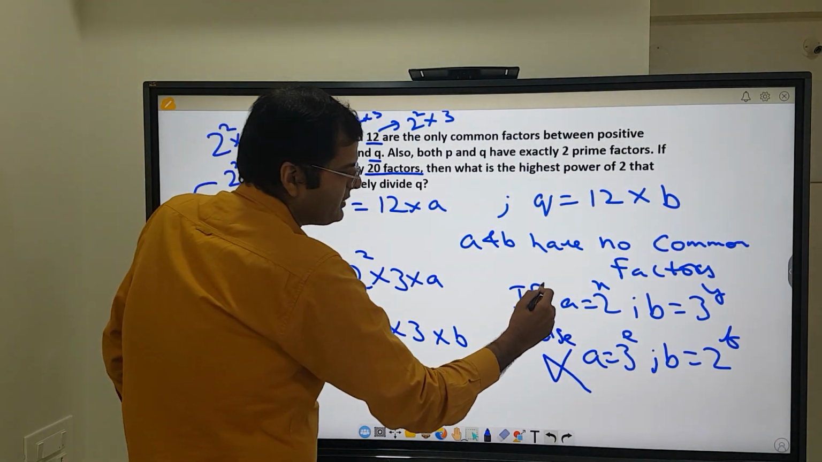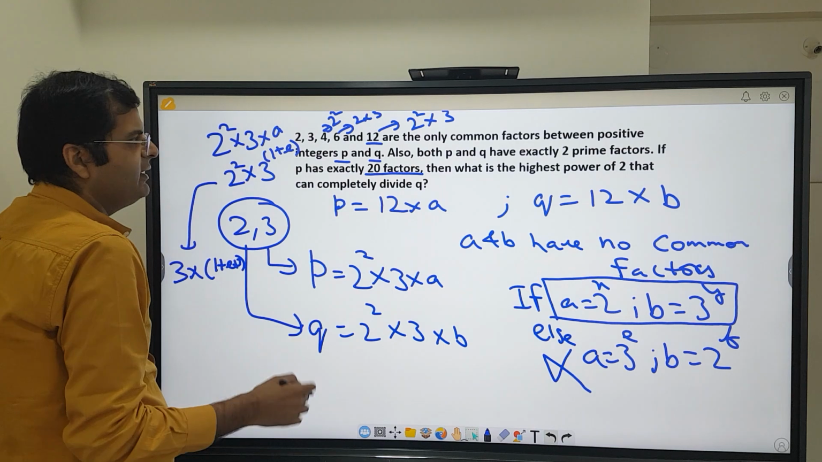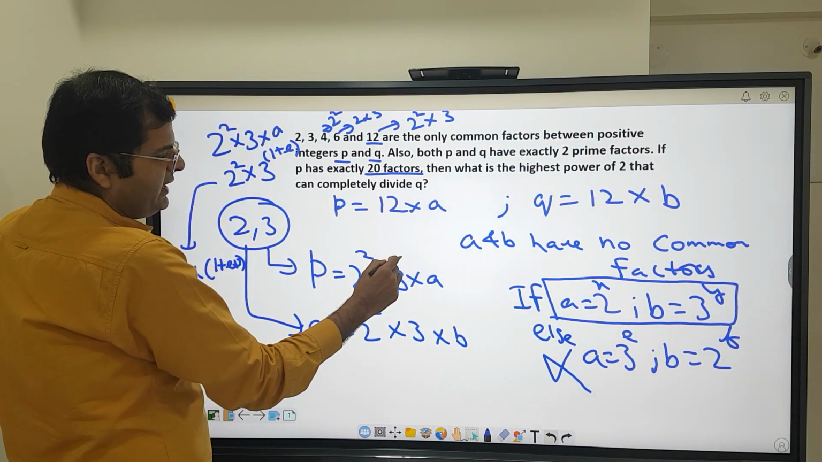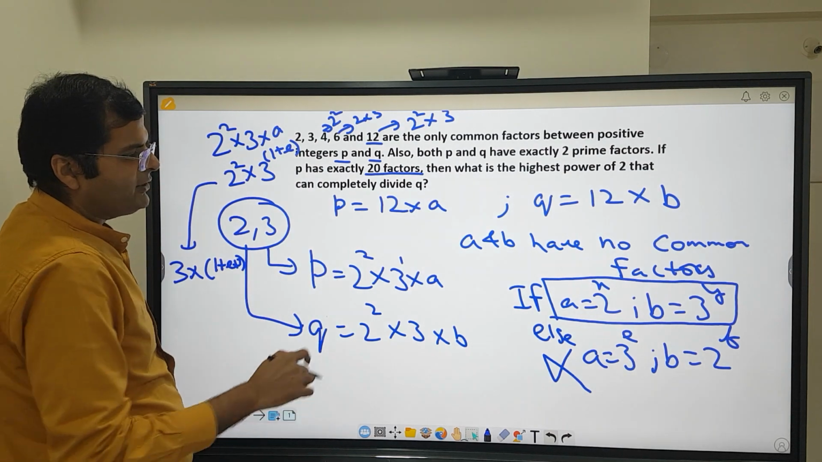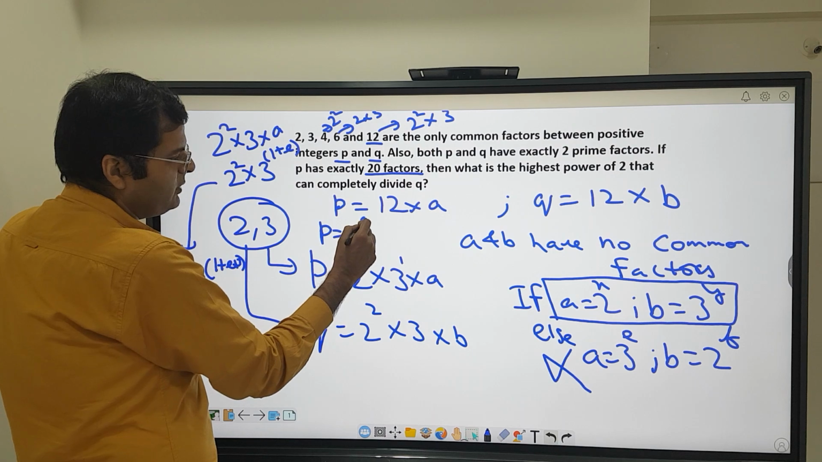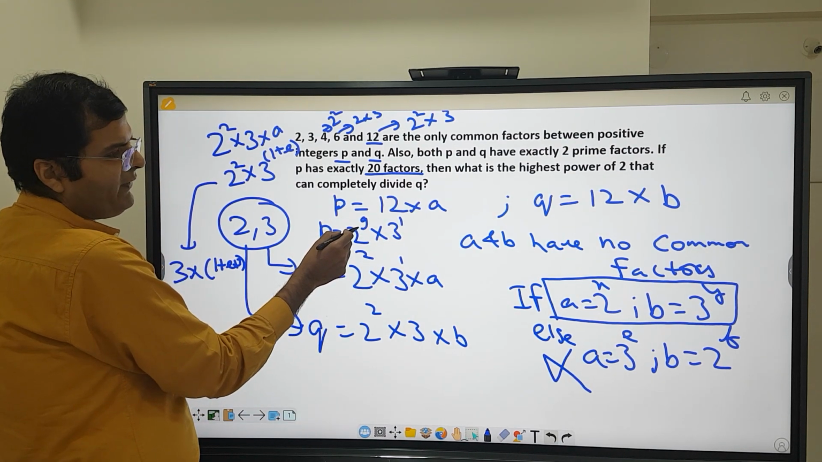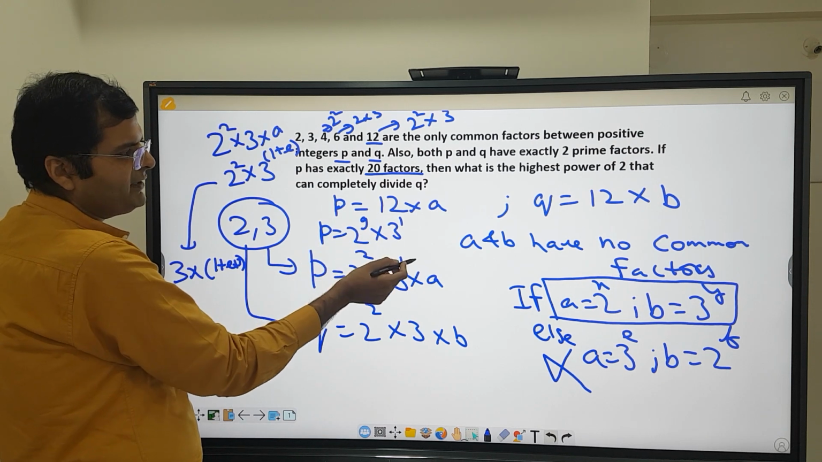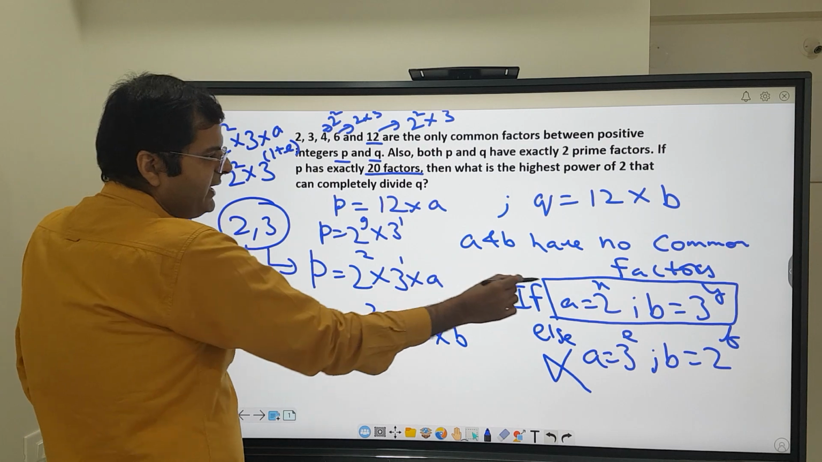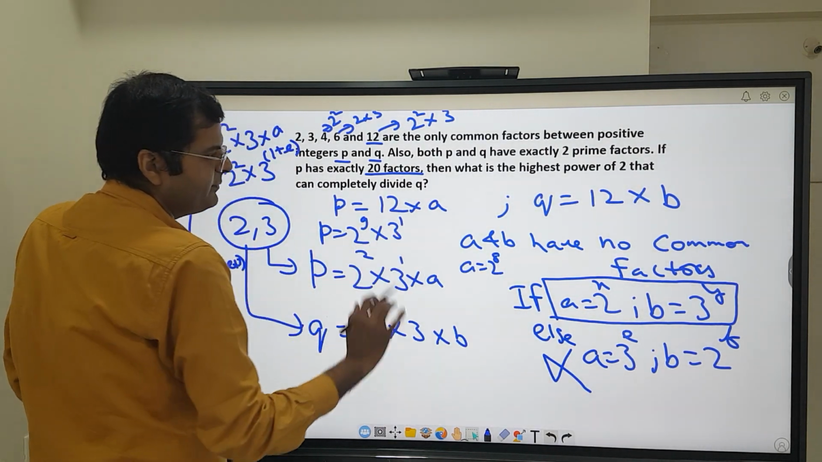That means a has to be 2 raised to x and b has to be 3 raised to y. Now what is the value of x over here? P has exactly 20 factors. Here the power of 3 is 1, so 2 has to have a power of 9. So p has to become equal to 2 raised to 9 into 3 raised to 1. This is the only possibility in which you have 20 factors: 9 plus 1 is 10, 1 plus 1 is 2, and 10 into 2 is 20. So a is equal to 2 raised to 8.